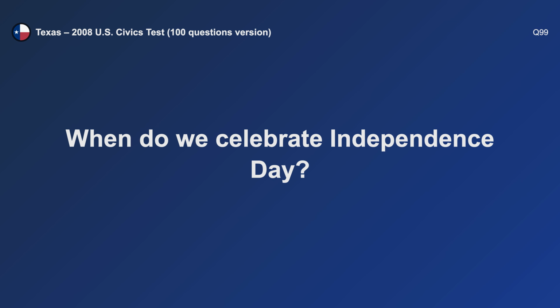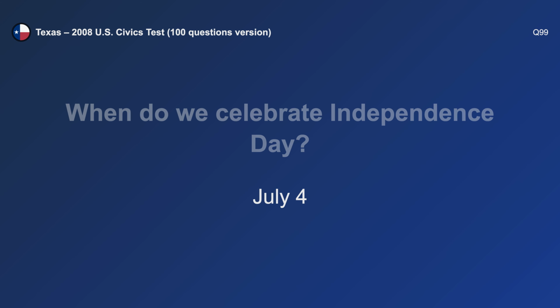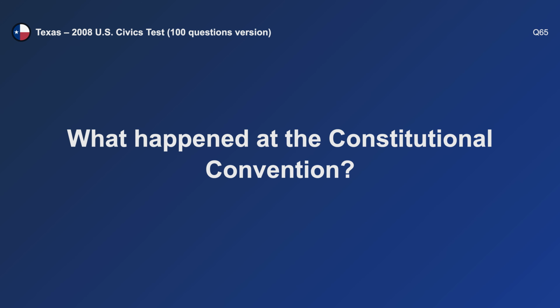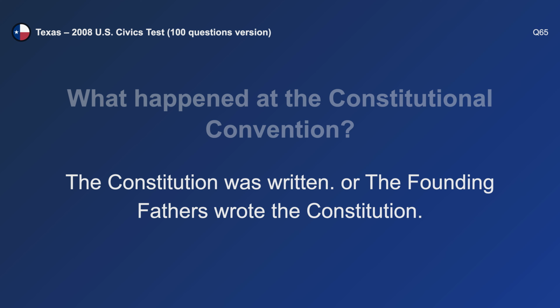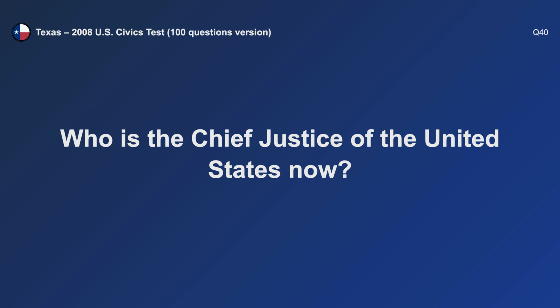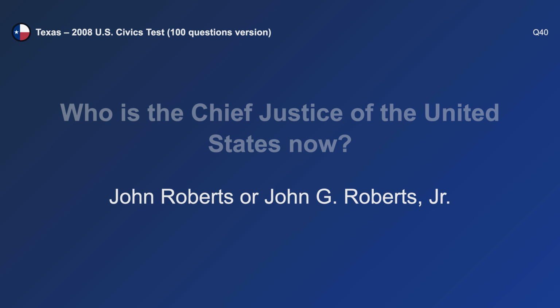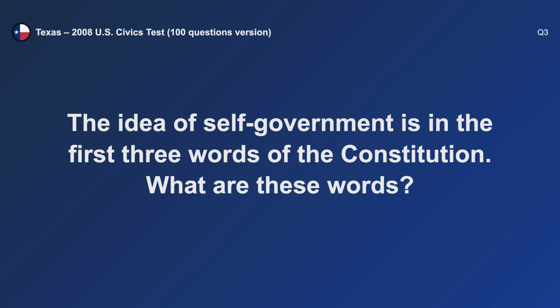When do we celebrate Independence Day? July 4th. What happened at the Constitutional Convention? The Constitution was written. Who is the Chief Justice of the United States now? John Roberts. The idea of self-government is in the first 3 words of the Constitution. What are these words?